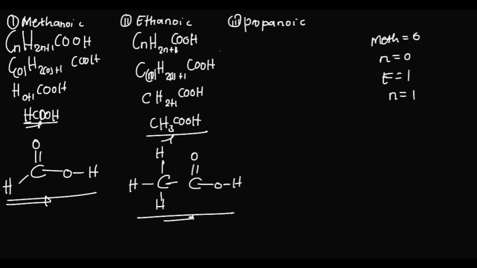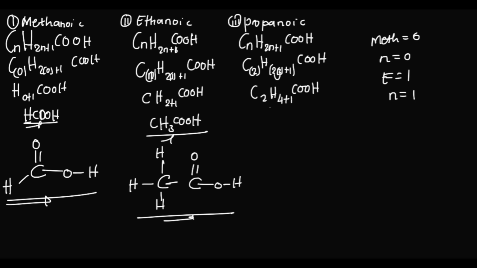Now let's try one more, propanoic. CnH2n+1. So this time n is equal to 2, so where there is n we put 2. So C times 2 is C2. 2 times 2 is 4, plus 1. Then our final answer is C2H5COOH.